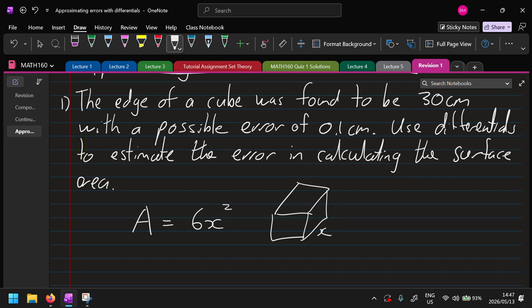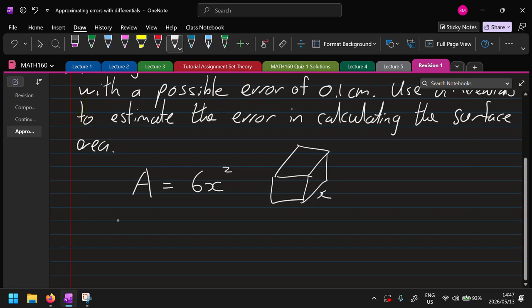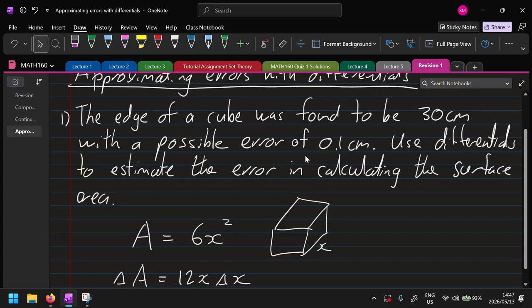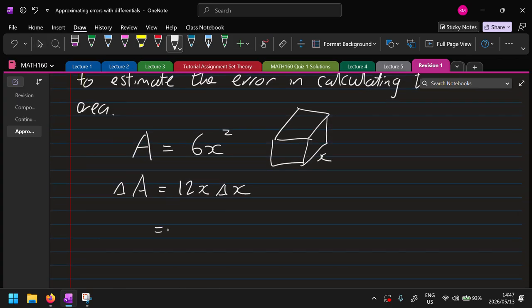Okay, so we got some cube, side length x. We got 6 of the faces, so 6x squared. So we want to use differentials to estimate the error in the surface area. So delta A, that's going to be the derivative times delta x. It's always the same sort of thing. So x, we know what that is. That's 30. Delta x, that's 0.1. So let's put that in.